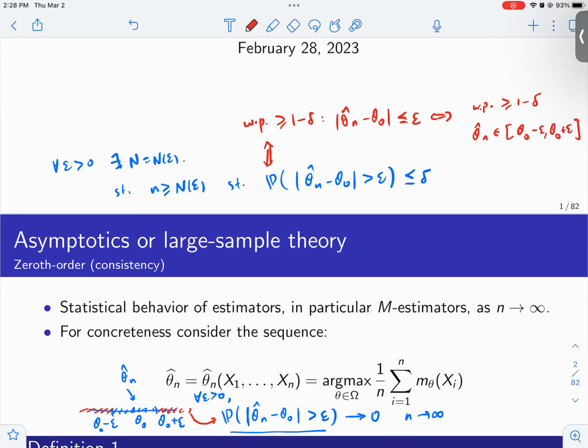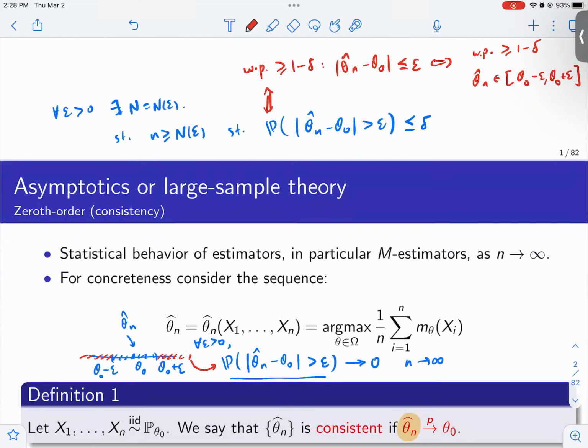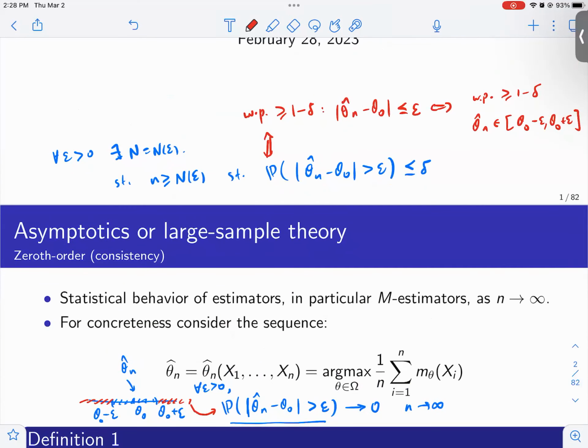So if you're a statistician, you're very happy with this. This is some sort of a confidence bound. How do you interpret a confidence bound? In the frequentist sense, if you repeat the experiment many times, in at least a 1 minus delta fraction of the cases, theta hat n will be contained in this interval. It gives you how many samples you need to achieve that certain level. So for this reason, statisticians really like convergence in probability. Sounds good?